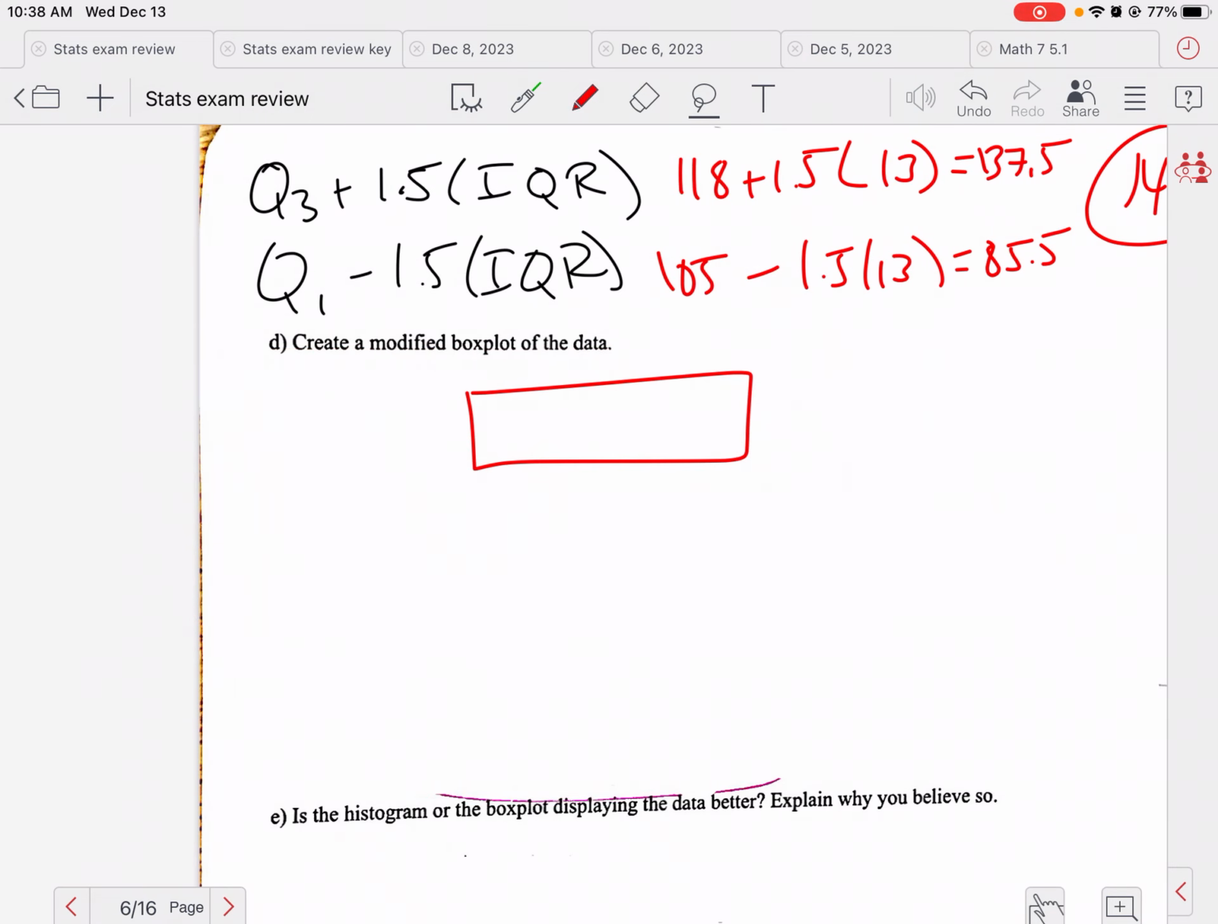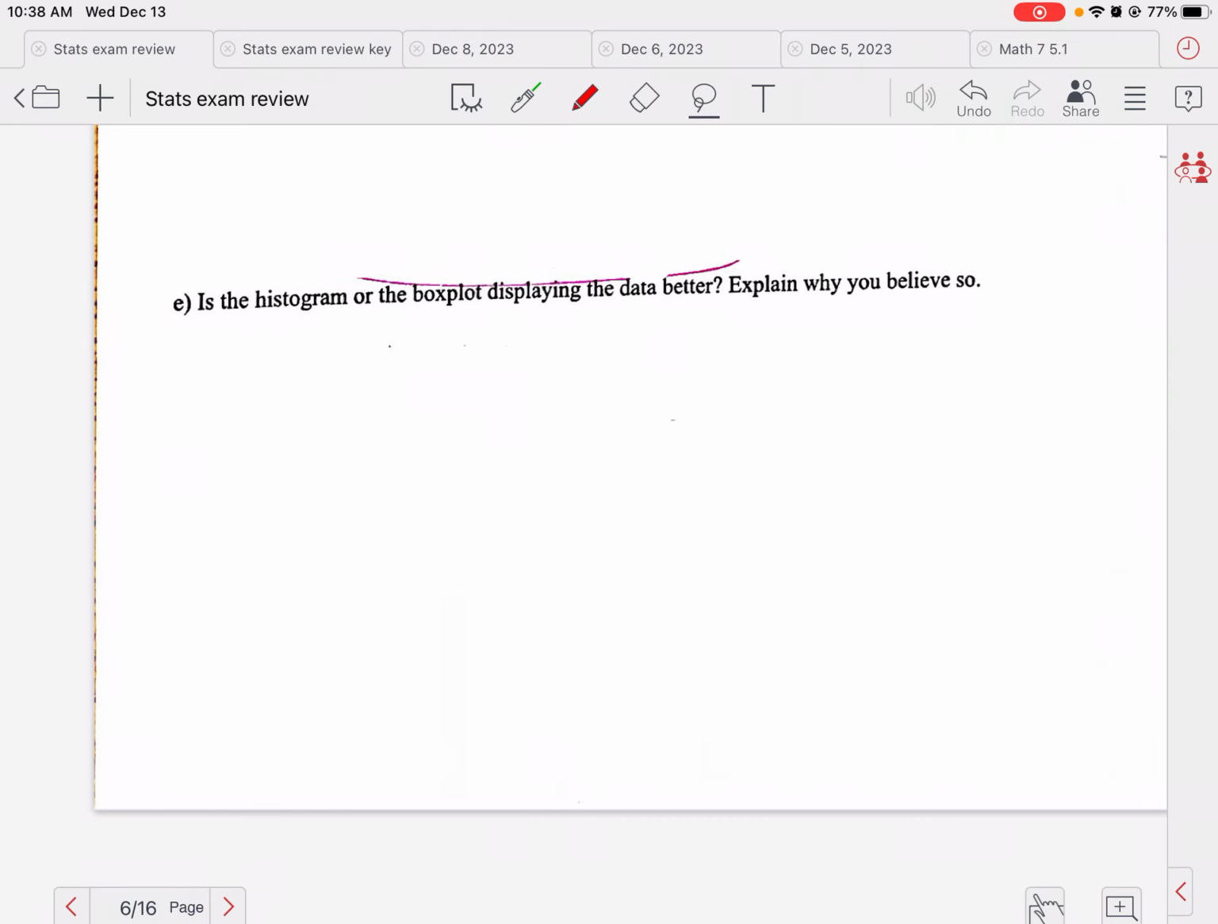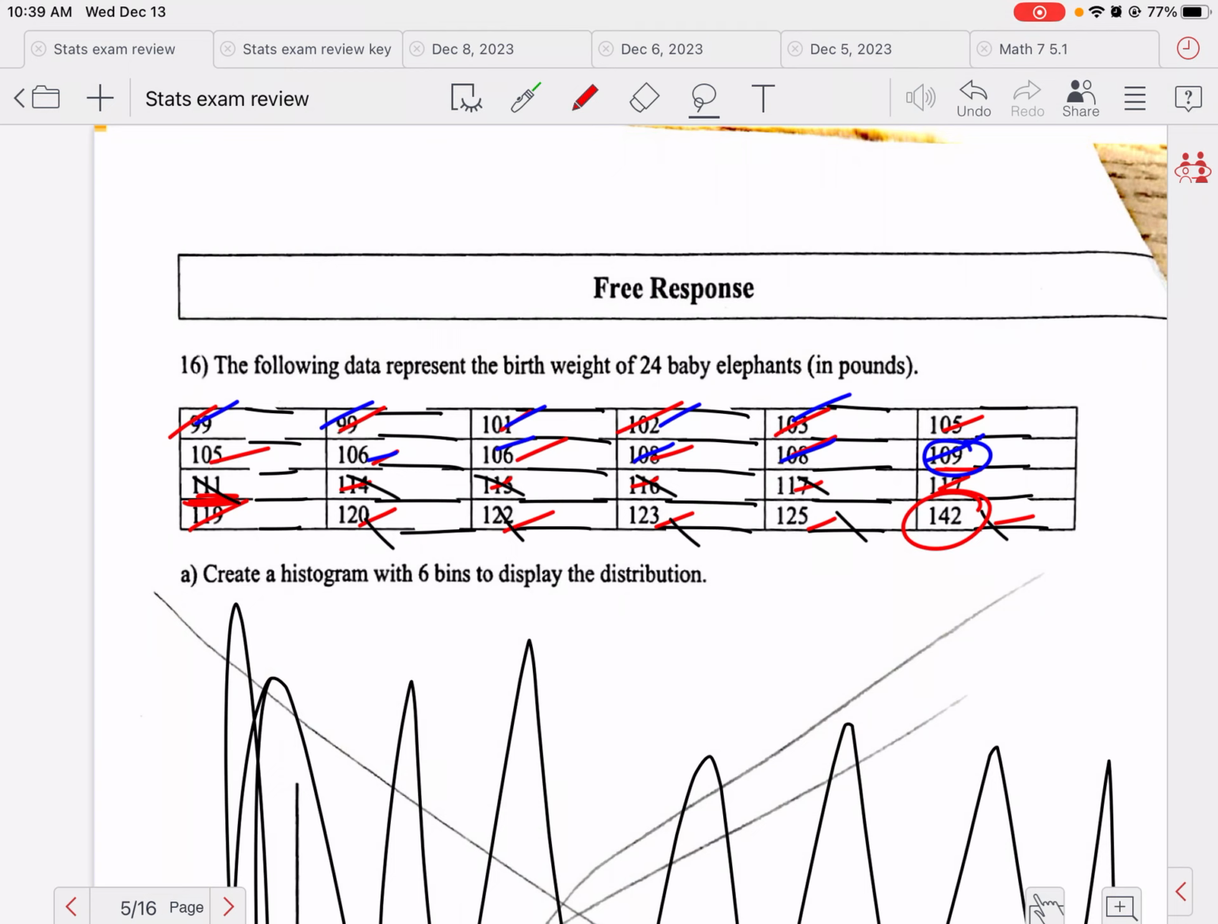So does the histogram or the box plot display the data better? Explain why you believe so. It really just depends, okay? As long as you make a solid argument, you're good. So a histogram would show us more the range of data in each category, whereas a box plot is going to show you where 25% of the data lies in each section.